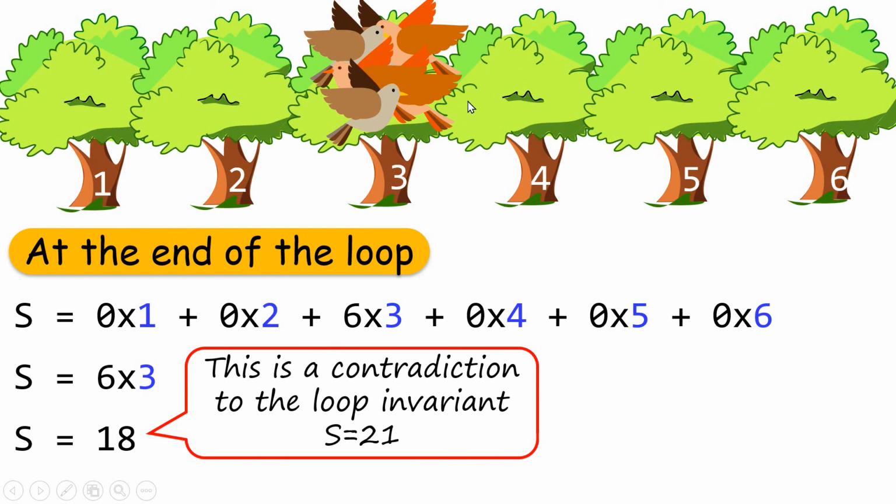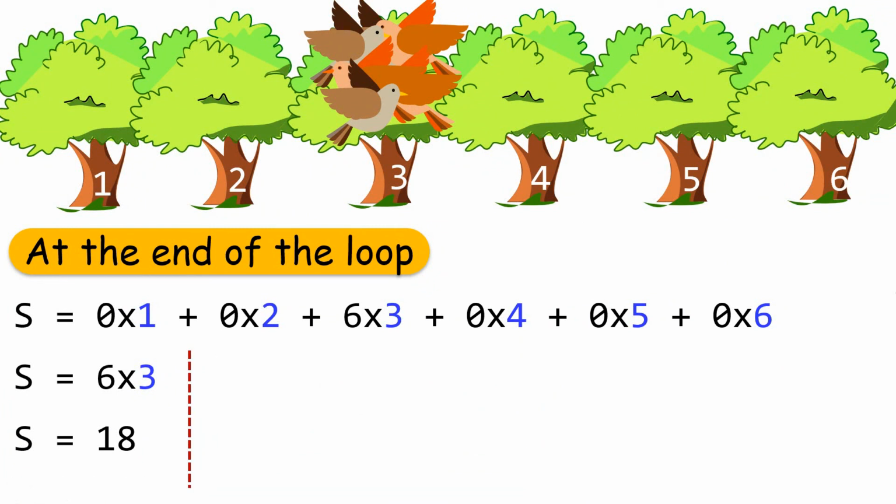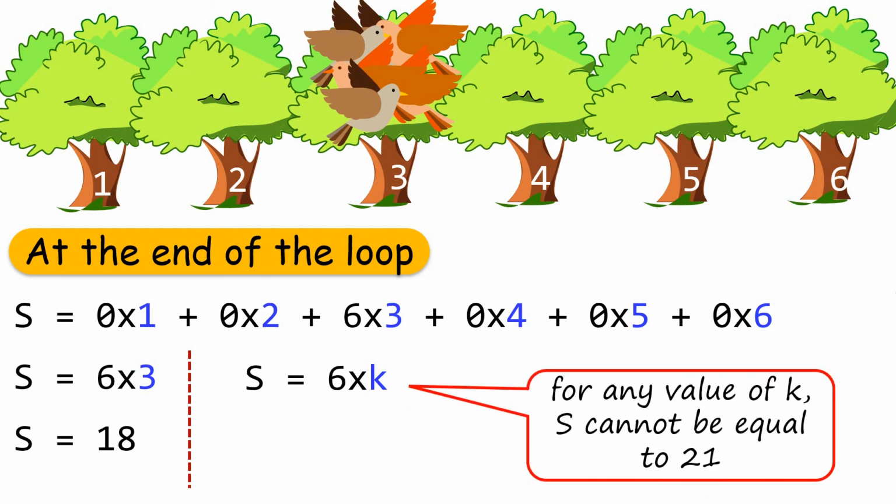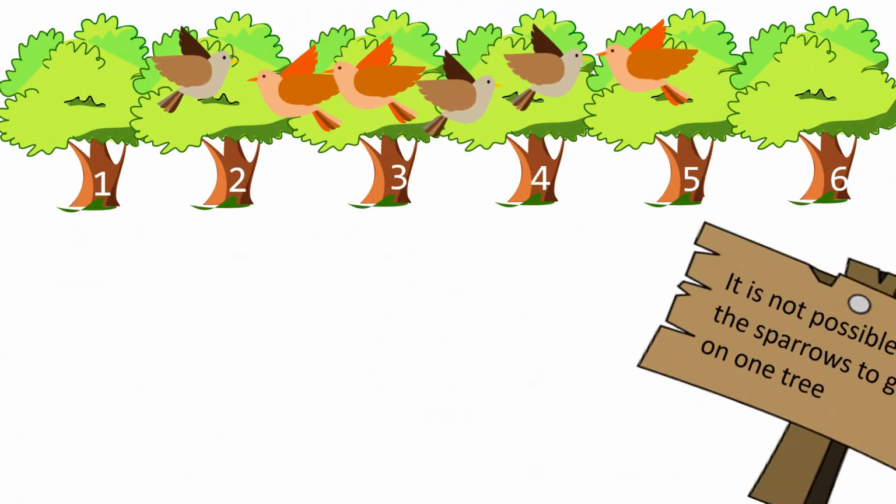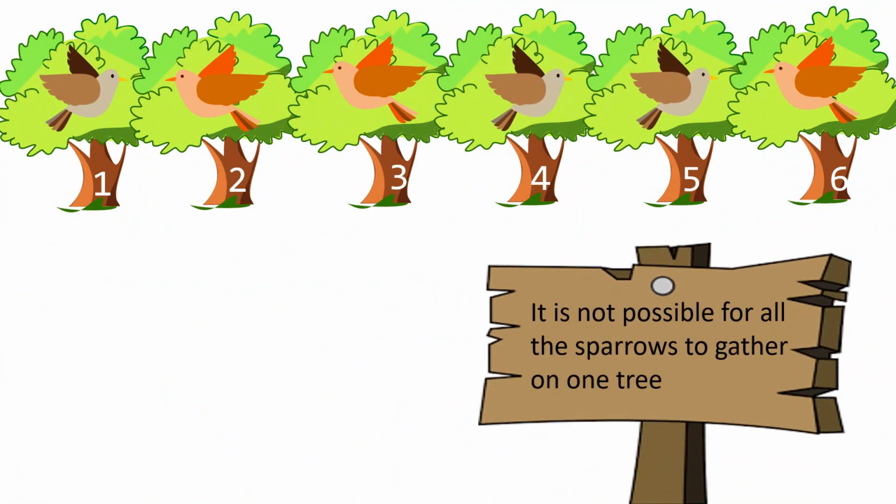What if all the sparrows gathered on some other tree? Then I can say S is equal to 6 into K, where K can be any of the index numbers. But for any value of K, S cannot be equal to 21. Hence, it is not possible for all the sparrows to gather on one tree.